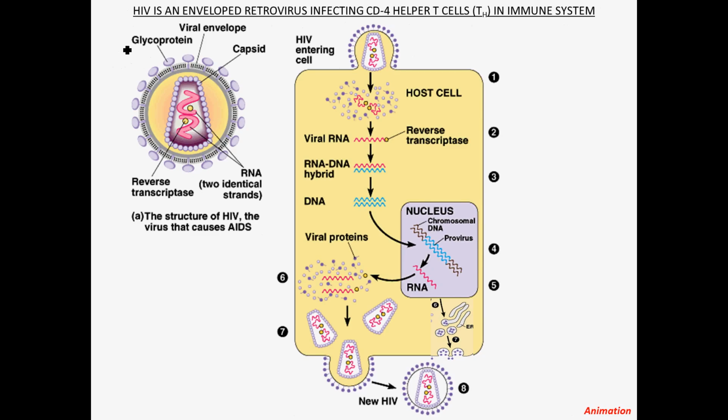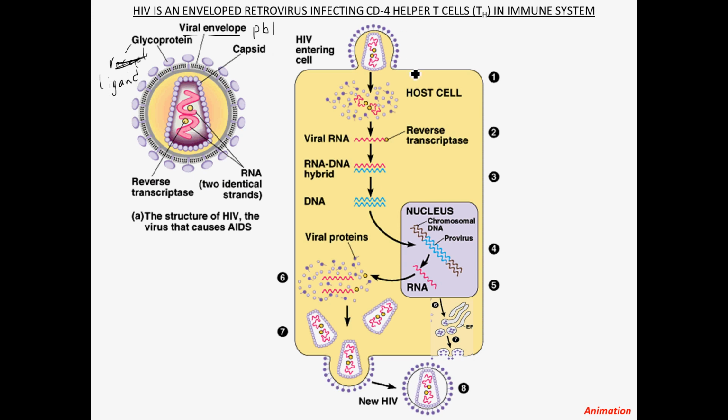So let's talk about these enveloped viruses, again a variation on a theme, and we'll talk about HIV. HIV is an enveloped retrovirus infecting CD4 helper T cells in the immune system. Now, this enveloped virus, here's the viral envelope, and this is a phospholipid bilayer. And they have these glycoproteins, which are receptors, or actually no, these aren't the receptors. These would be like the ligand.